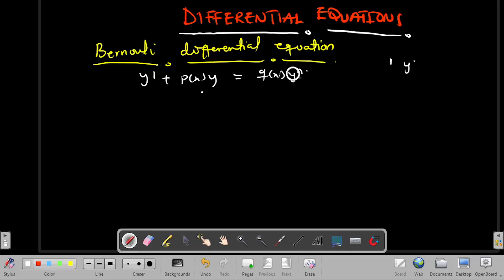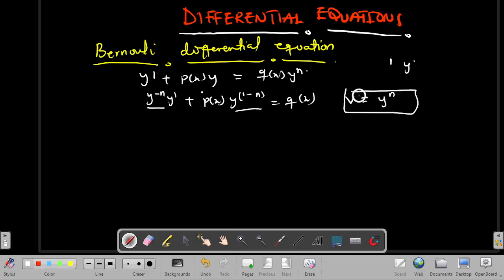We do that by getting rid of y to the power n. So the first step is dividing through by y to the power n. We end up getting y to the power negative n y prime plus p of x y to the power 1 minus n is equal to q of x. So this is something like a linear differential equation, but we get rid of the expression here to make this linear simply by using the substitution v is equal to y to the power 1 minus n. As simple as that. So now let's take an example and solve it so that you understand this better.